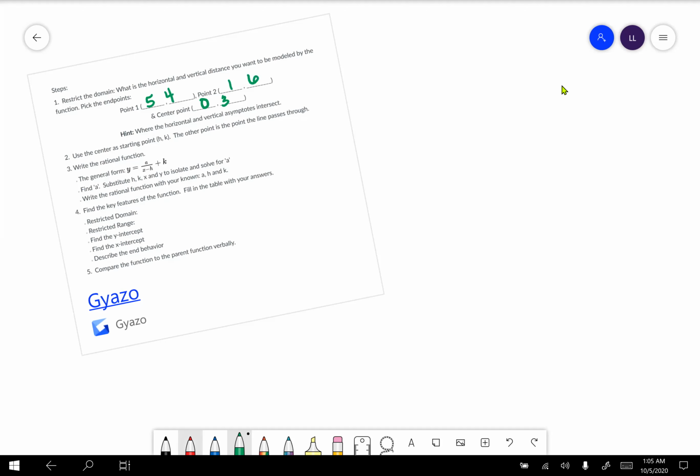All right. So as we mentioned, this would be H and K because this was the intersection of the vertical and the horizontal asymptote. Our vertical asymptote, VA, was x equals 0. Our horizontal asymptote was y equals 3. And so that's how we got our center, 0, 3. It's the intersection of those two lines. So we are ready to go to the next step.